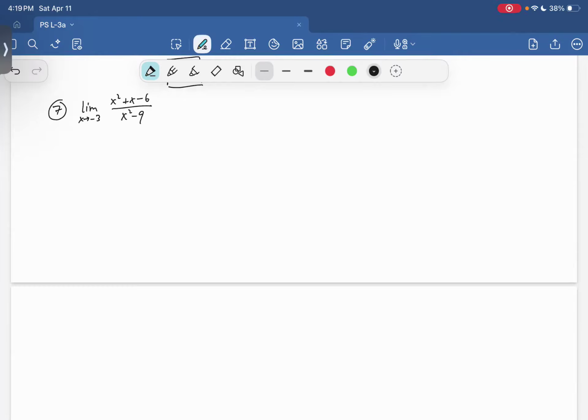All right, so what happens when you plug in negative 3? You're going to get 0 over 0. The numerator is going to be 9 minus 3 minus 6, 0. Denominator is 9 minus 9. That means I'm going to have to factor.